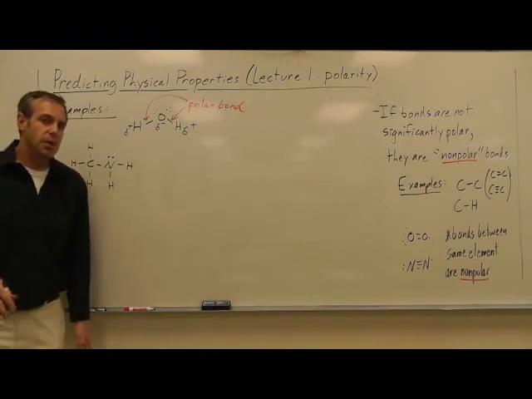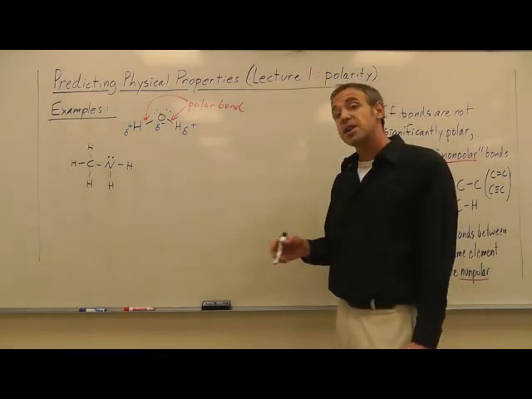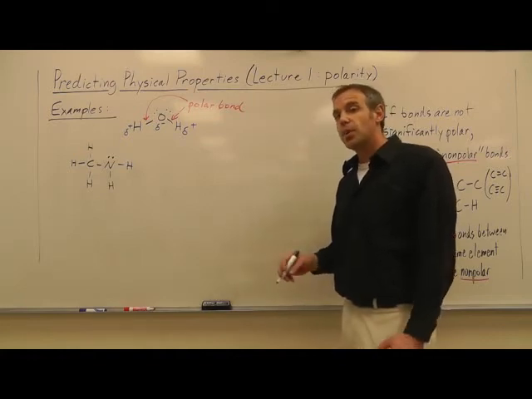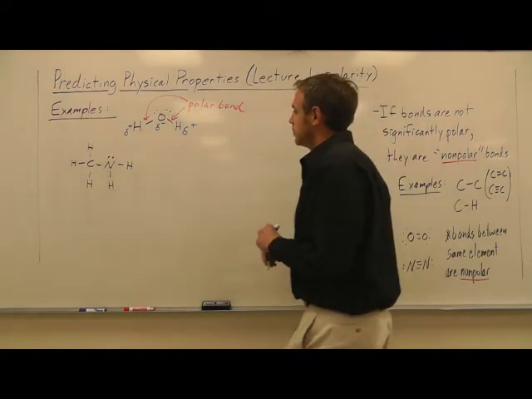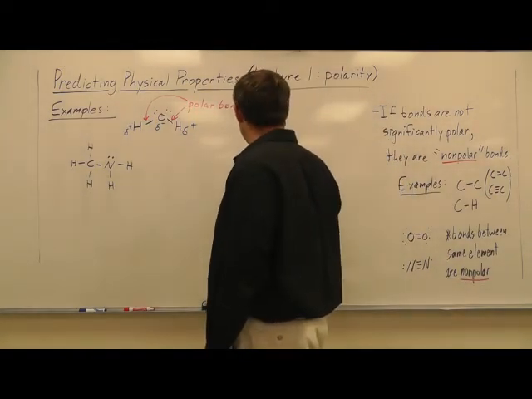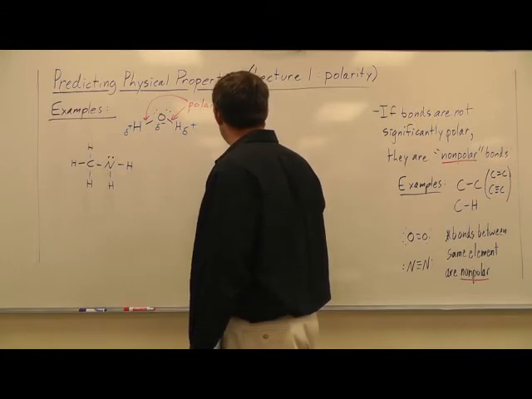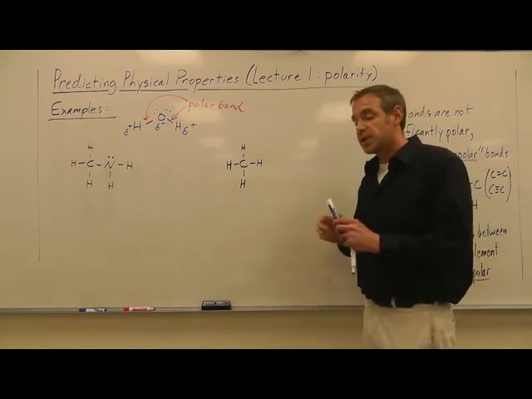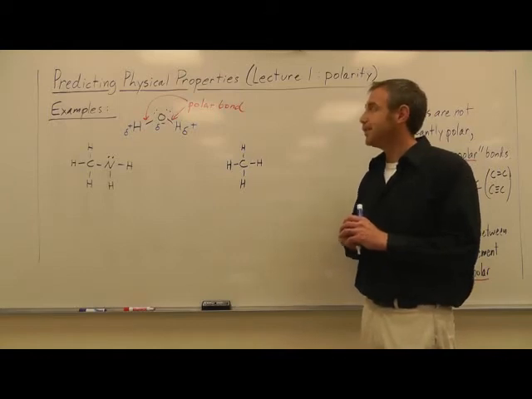Here's an example. What you want to do is label the polar bonds and then try and label where there's going to be a partial positive or a partial negative charge. And they won't necessarily be everywhere, only on atoms involved in polar bonds. Here's another example. So go ahead and try and label those. You can pause the video.